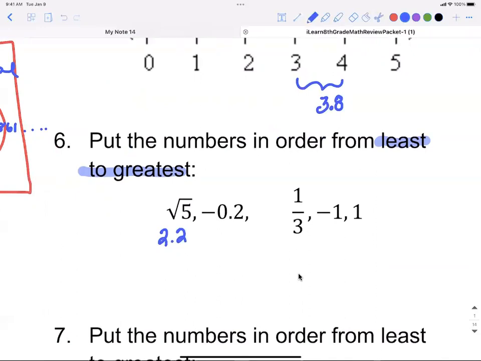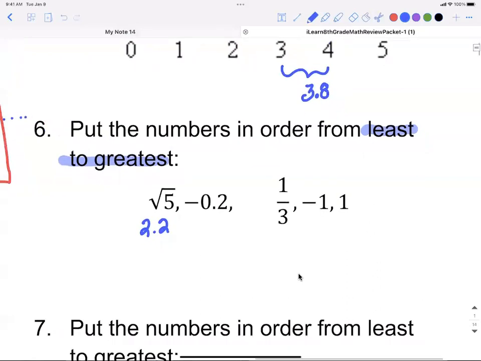Negative 0.2 is already a decimal. 1/3, if you're not sure, you can do 1 divided by 3, and you end up getting 0.33 repeating. And then negative 1.0 and 1.0, those are already decimals. So now that I have everything in decimal form, it's very easy to go through and find your tiniest number all the way up to your biggest number.